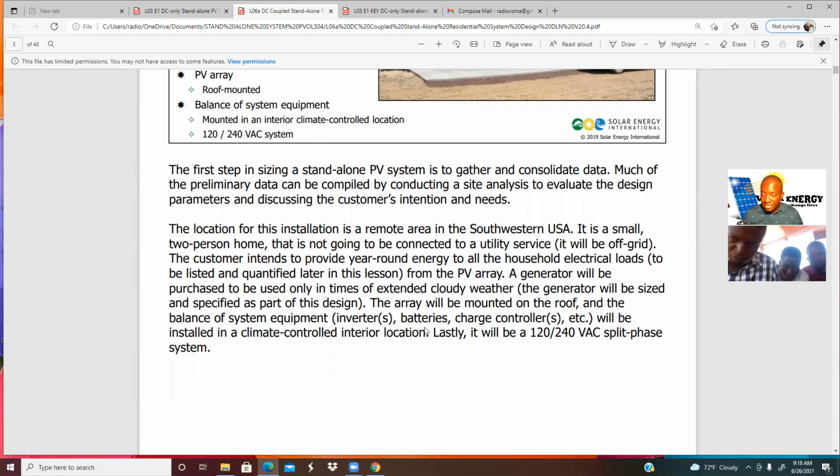You can't put a battery in the area that is going to be occupied by people. So that's why you go on a site analysis to see what is needed. If they don't have it, you say, oh, you have to build a small little shed, a small little annex to your house for your PV systems, because we cannot put these batteries and these accessories in your residential area or the place where people live or spend time. We can't do that. So the location for this installation is a remote area. We talked about it already.